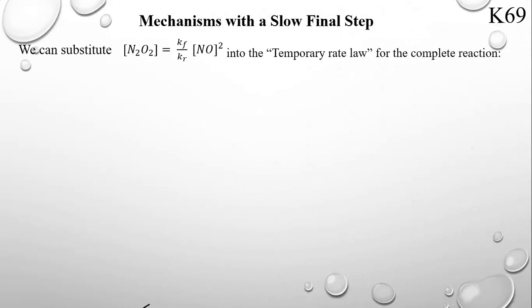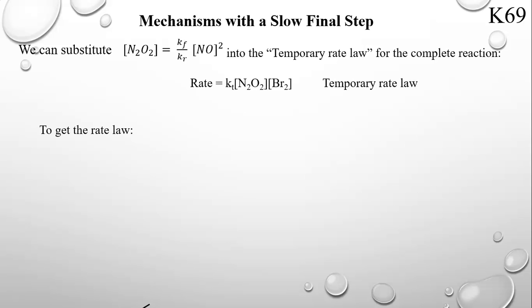Okay, so we can substitute N2O2 equals Kf over Kr times NO squared, what we just figured out, into the temporary rate law for the complete reaction. So there is the temporary rate law, and now we know that N2O2 equals Kf over Kr NO squared. So to get the rate law, we do this. We take that N2O2 out and put in Kf over Kr NO squared.